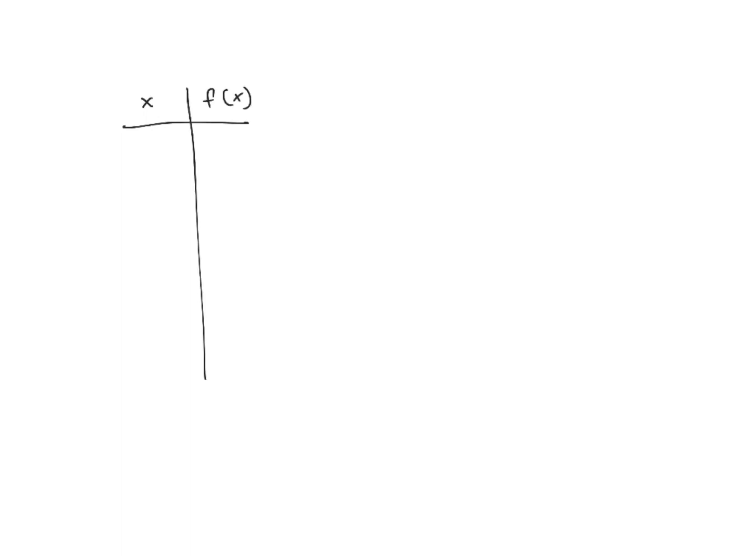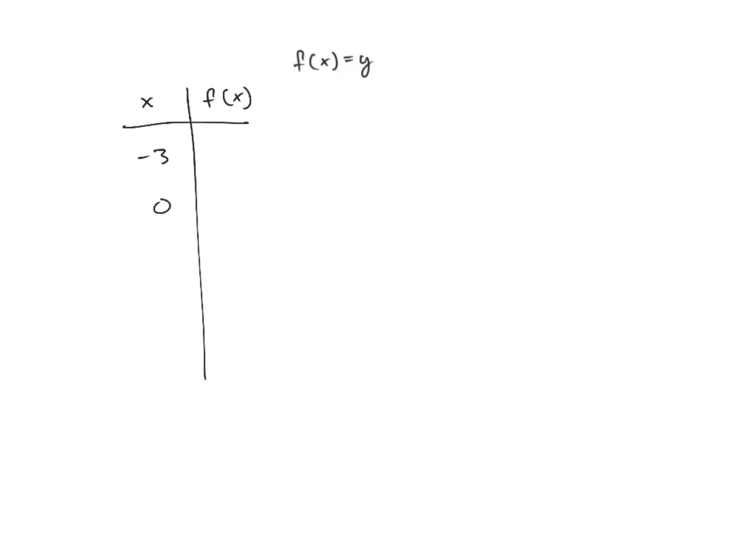And a lot of times what you'll see in a table when dealing with functions, you see an x and you see an f of x. I'm going to remind you that f of x is equal to y. So our output, when we put an x into our function, we get our y. So a lot of times you're going to see that.